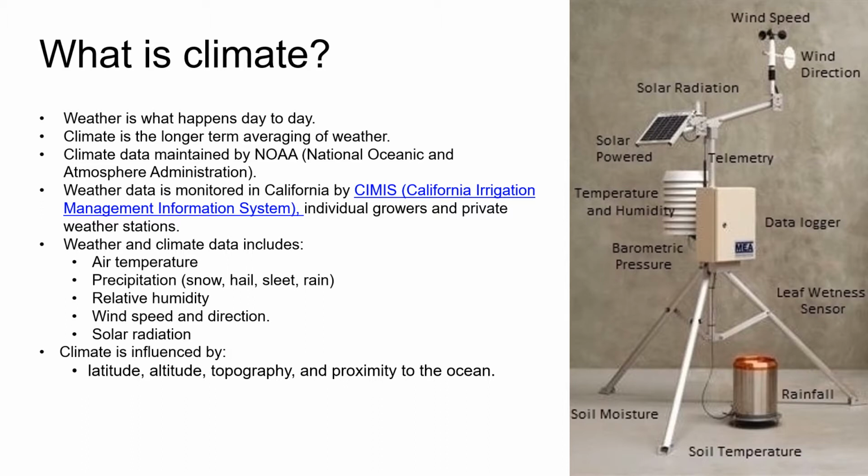In California, weather data is also collected by CIMIS, the California Irrigation Management Information System, and also by individual growers and private weather stations. The data that's being collected includes air temperature, precipitation, which includes snow, hail, sleet, and rain, relative humidity, wind speed and direction, and solar radiation. And climate is influenced by latitude, altitude, topography, and proximity to the ocean.